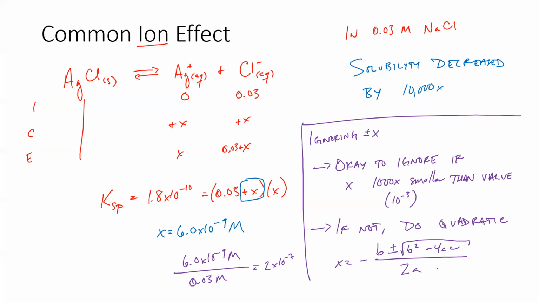For a lot of these really insoluble salts, we will ignore X a whole lot. There are some things, especially in the acid realm, that yes, they're weak acids, but they still dissociate quite a bit. And so in the Ka part of this course, we will probably do a few more quadratics than in the KSP part of this course.